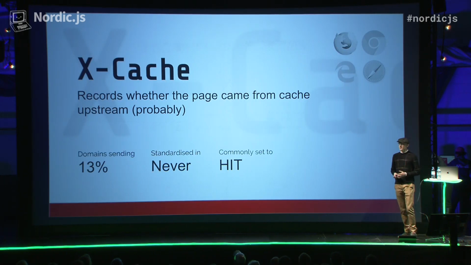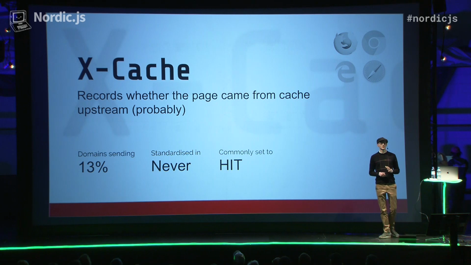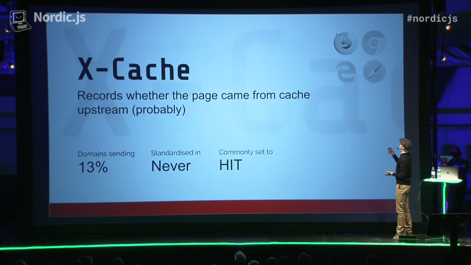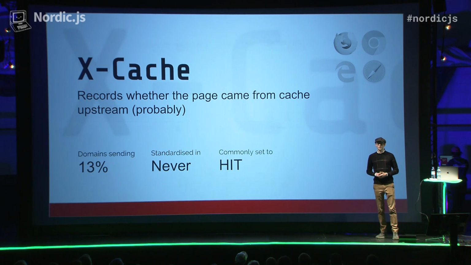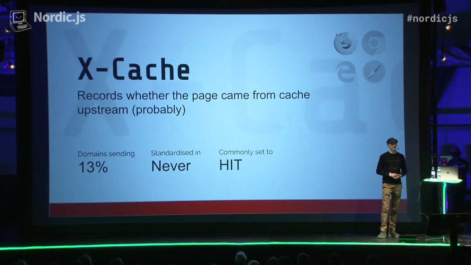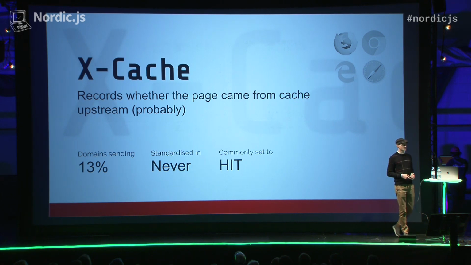So speaking of CDNs, I want to talk about a header called X-Cache and friends, because this header is actually not a real header at all. It's not in a spec. It's not written down in a standard. It's not supported by any of the browsers. And yet, almost 15% of sites on the internet are emitting it. And seemingly, they all agree on what it means, because they all set it to the word hit.